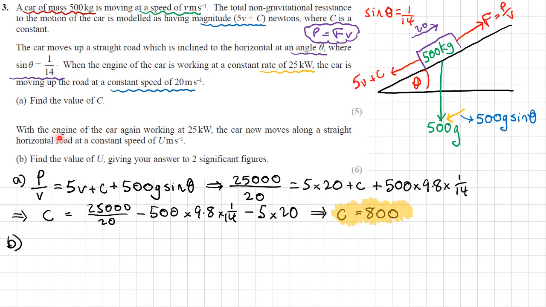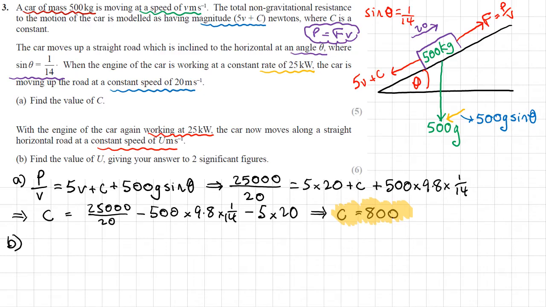With the engine of the car again working at 25 kilowatts, the car now moves along a straight horizontal road at a constant speed of u meters per second. Find a value of u, giving your answer to two significant figures. So we have the same power as before, and it's moving at a constant speed of u.